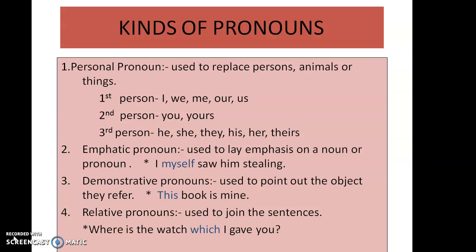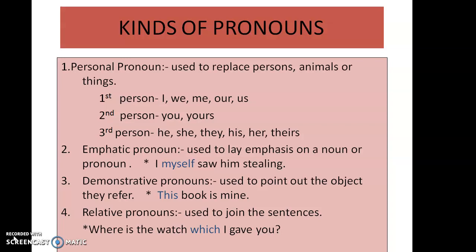Number 1, personal pronoun. It is used to replace persons, animals or things. Person, animals और things को हम replace करने के लिए we use personal pronoun. और इसमें 3 persons होते हैं. First person यानी कि मैं means जो बात कर रहा है, ठीक है, like I, we, me, our, us.